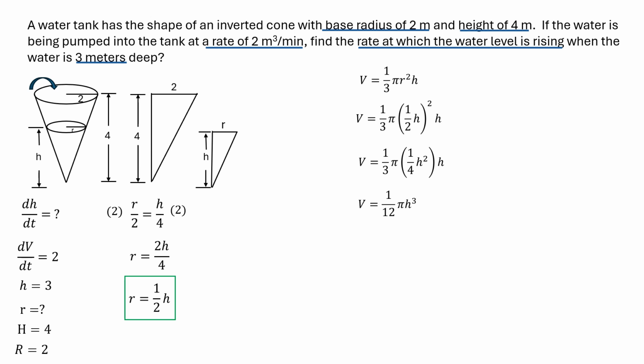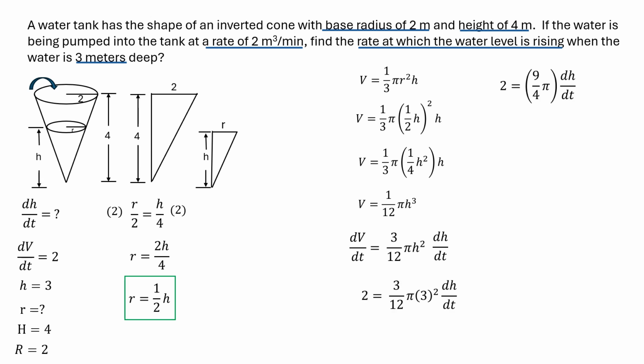We are now going to get the derivative with respect to time. So dV/dt is equal to 3 over 12 times pi H squared times dh/dt. Alright, so now we can substitute dV/dt with 2, and we know the value for H is 3. Upon simplifying, we still get 2 is equal to 9 over 4 pi dh/dt, and therefore it will give us the same answer for dh/dt as 8 over 9 pi. The unit is meters per minute.